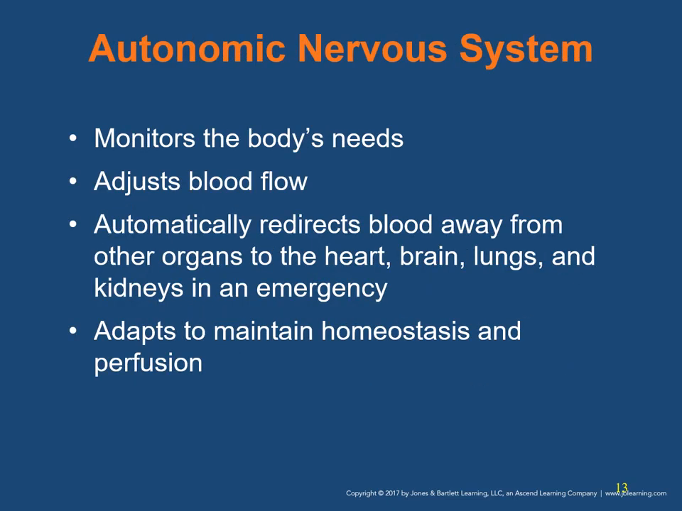The autonomic nervous system monitors the body's needs from moment to moment and adjusts blood flow by constricting or dilating blood vessels. In an emergency, it automatically redirects blood away from other organs to the heart, brain, lungs, and kidneys. It adapts to changing conditions in the body to maintain homeostasis and perfusion. If the system fails to provide significant circulation for every body part to perform its function, shock results.